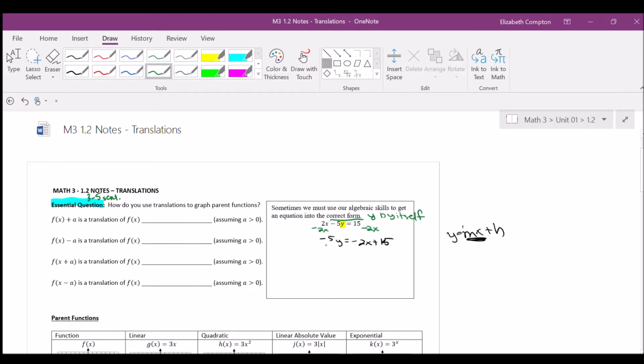So the next thing I want to do is divide by negative 5. And notice I divided every single term by negative 5. And so I get y equals negative over negative is a positive, so I get 2 over 5 x. 15 divided by negative 5 is negative 3.